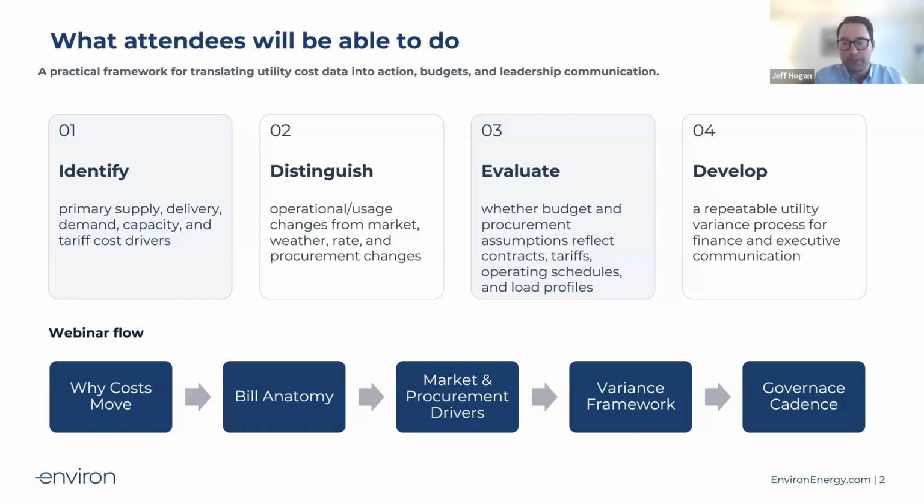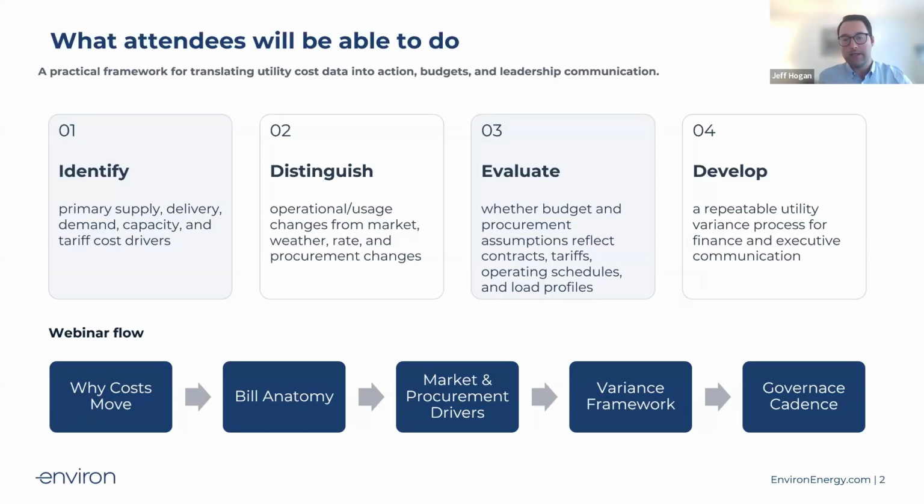Third, we want to be able to evaluate whether utility budget and procurement assumptions actually reflect the way in which your facilities operate. That means looking at your current contracts, rate structures, operating schedules, demand profiles, your cogeneration plants if you have them, your central plants, any planned projects. So again, tying that back to the efficiency measures and known load changes.